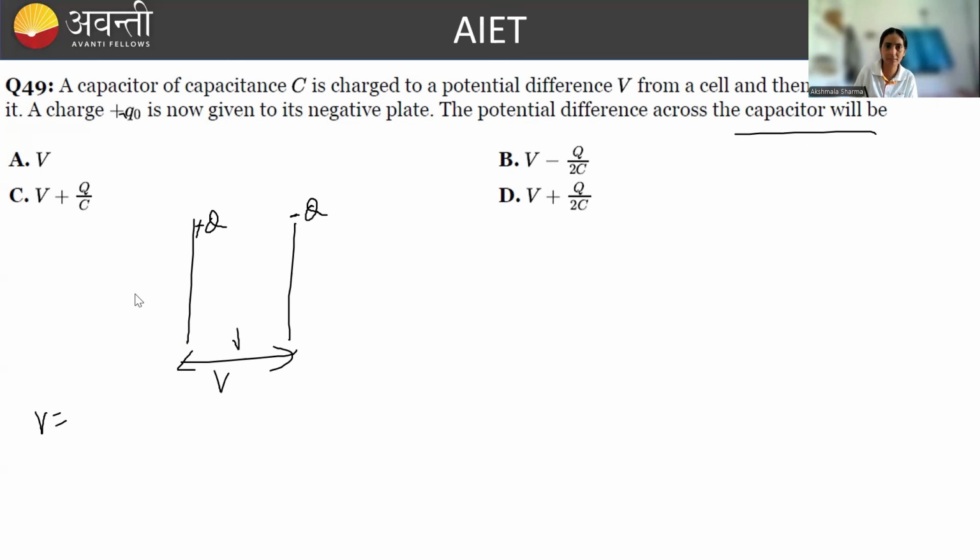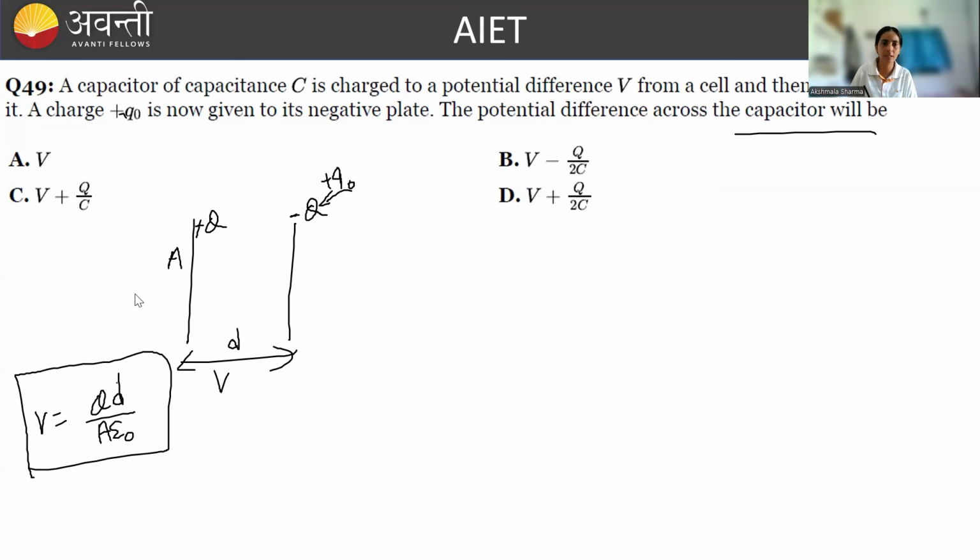So V can be written as follows. If this distance is d and the area of the plate is a, then the electric field can be written as sigma by epsilon naught, that is Q by a epsilon naught. Potential will be electric field into d. So this is b, right? This is b. Now what we are doing, we are giving the negative plate plus Q naught charge. What will happen because of this? How do we distribute charge in a capacitor? See one thing, in a capacitor we know one thing for sure, that if one plate has charge plus Q, then the other will have the same amount of negative charge.